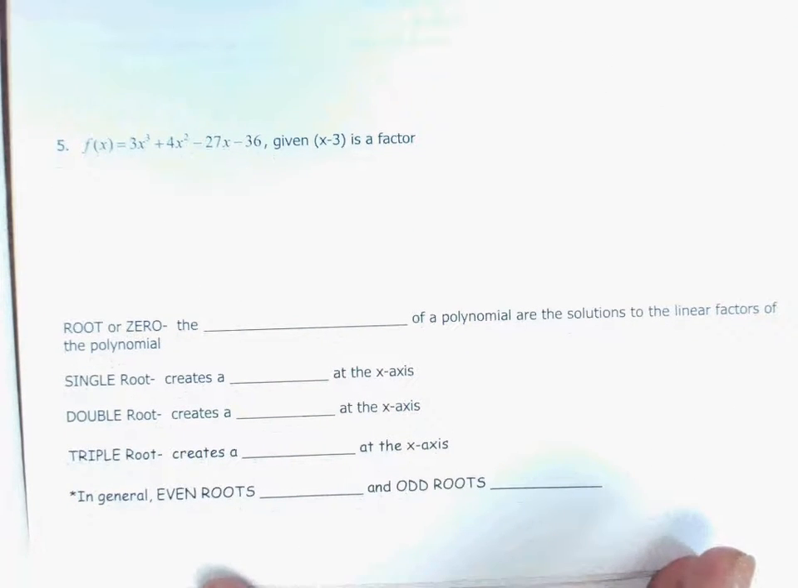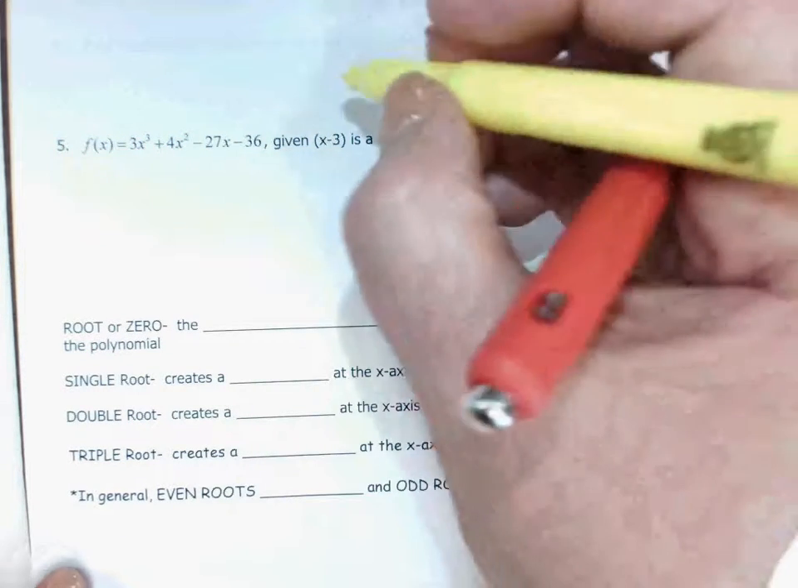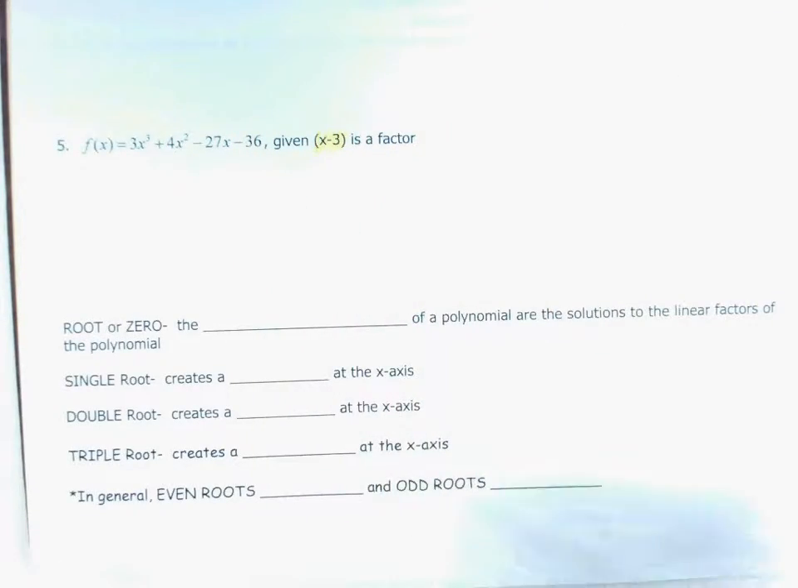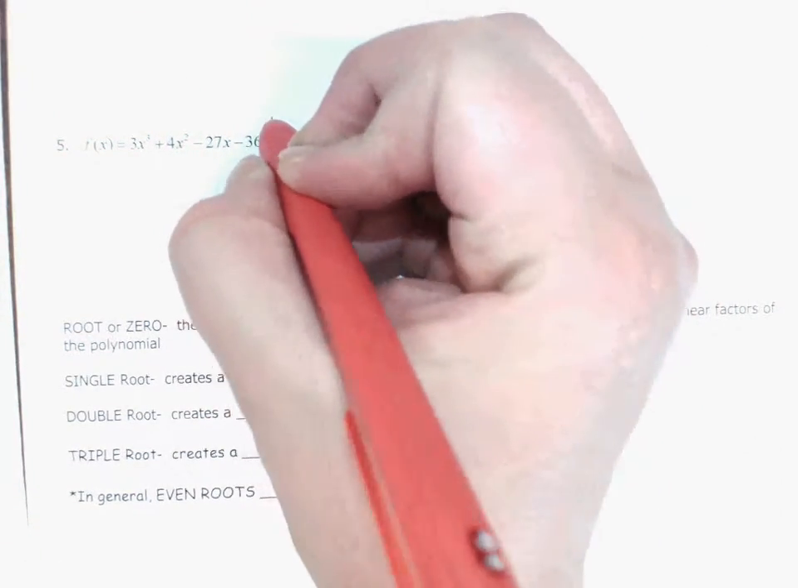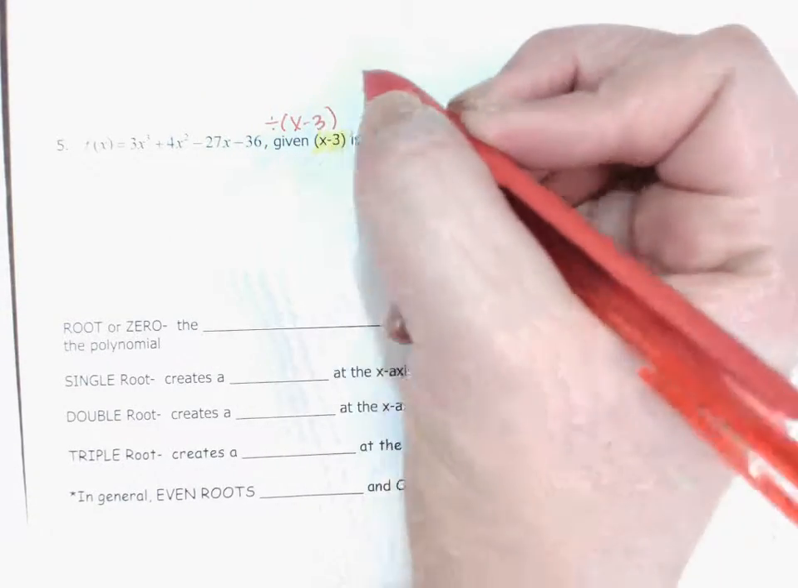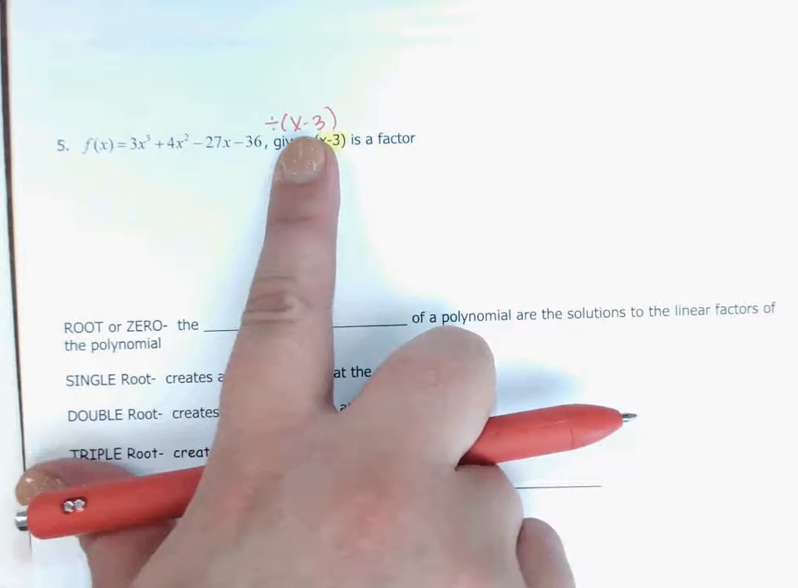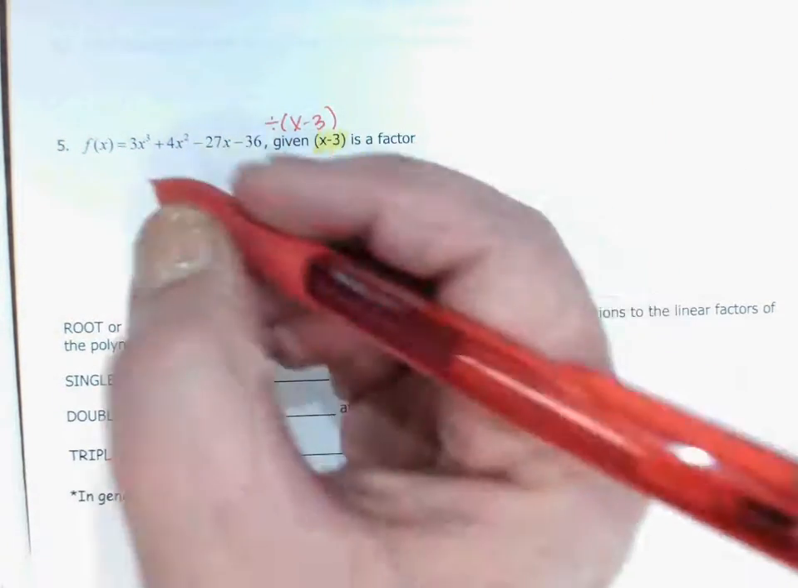If it has too many terms, what you can do is divide by the factor that they give you. So notice here, they're telling me that x minus 3 is a factor. Well, then what I'm going to do is divide by x minus 3, and then what's left over, I'll be able to T-chart that. So if I want to divide by x minus 3, what do I put in the box? We're doing the shortcut. A regular 3.